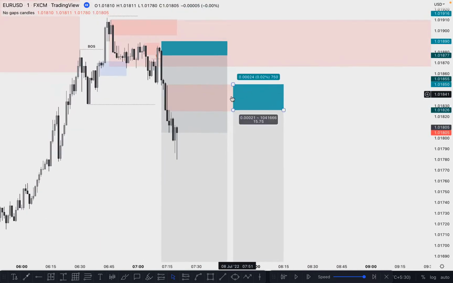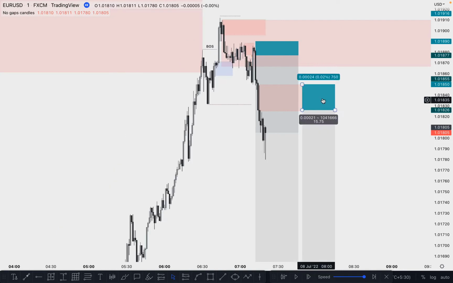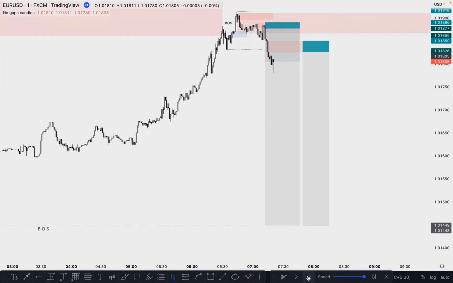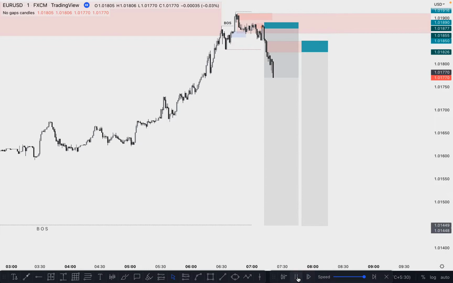Okay, so you can see here the market tapped on this zone and gave a little bit of reaction to the downside, and our major target is here, correct. Now let's see what will happen after this.